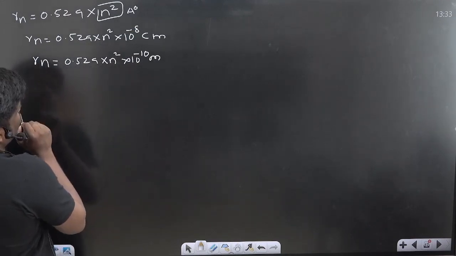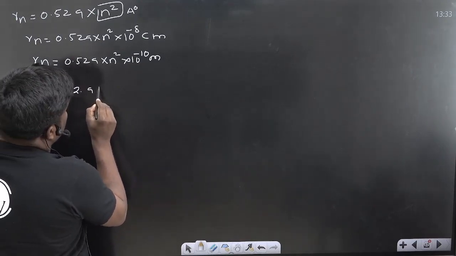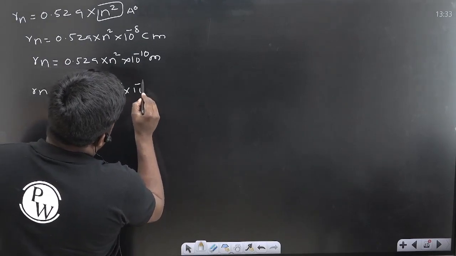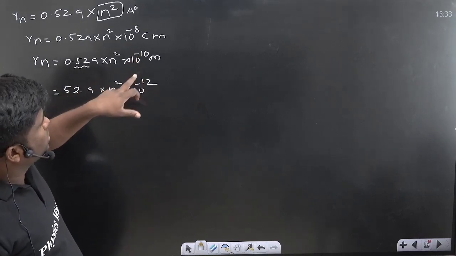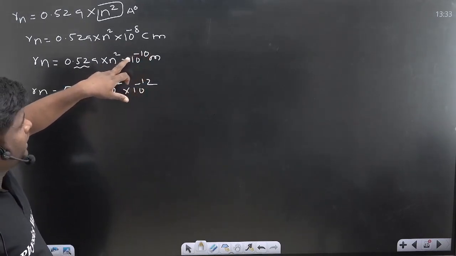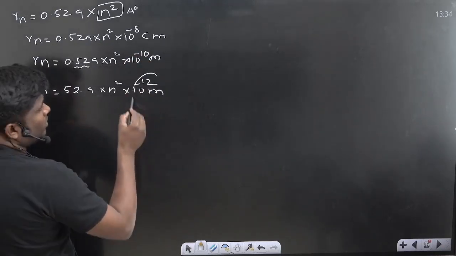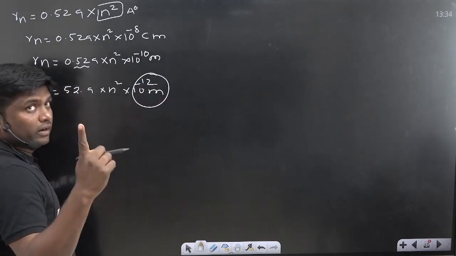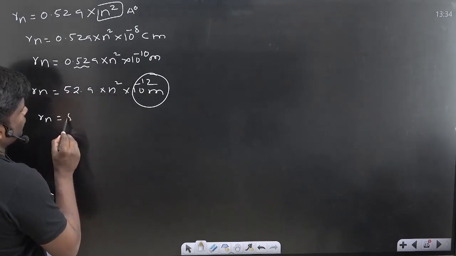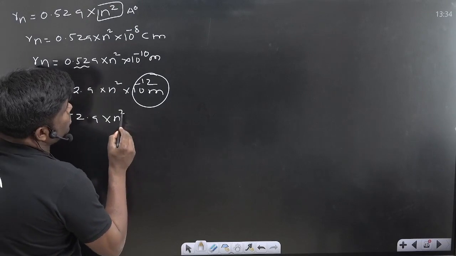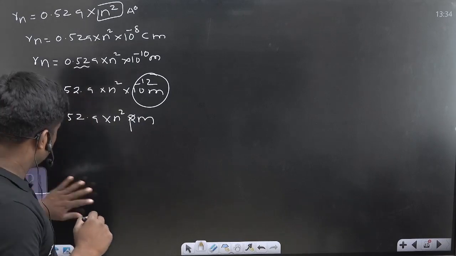And same thing, Rn is equal to 52.9 into n square into 10 to the power minus 12. I am adjusting 2 points here, so that this one will become 10 to the power minus 2 into 10 to the power minus 10, that is minus 12. What is this? Meters. So 10 to the power minus 12 meters is equal to 1 picometer, right? So Rn is equal to 52.9 into n square picometers. This is the radius in picometers.